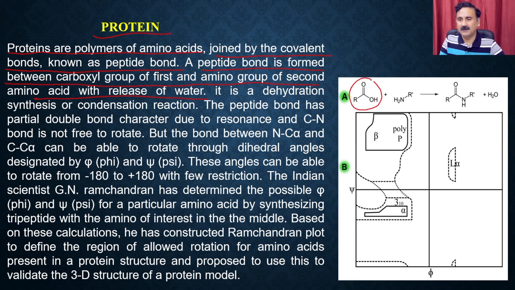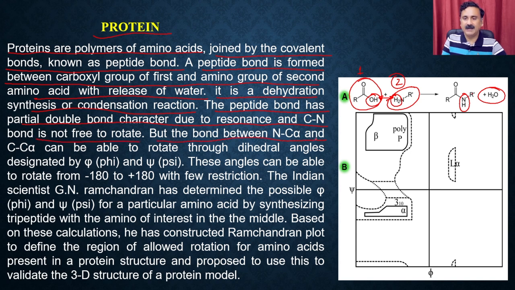So this is amino acid number 1, and this is amino acid number 2. When they go through the condensation reaction, the OH of this acid and the H from this combine, and that's why a bond is formed between the two amino acids, and there is a loss of water. This is a dehydration reaction, so it is a dehydration synthesis or condensation reaction. The peptide bond has partial double bond character due to resonance, and the C-N bond is not free to rotate.